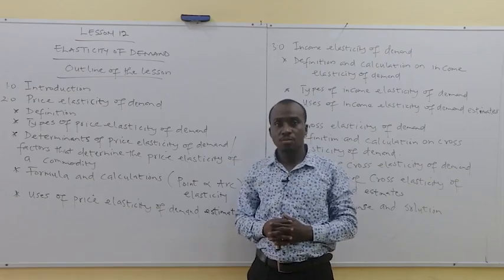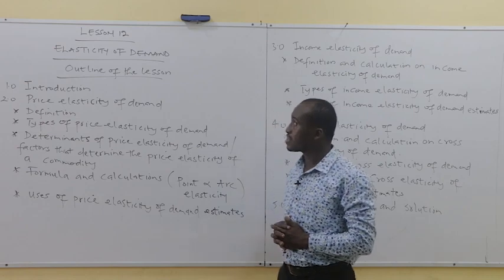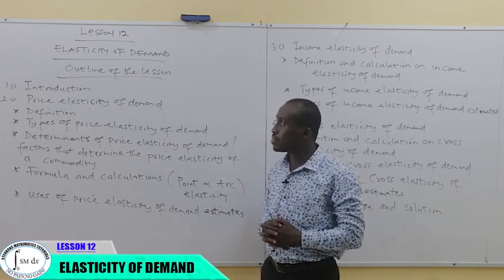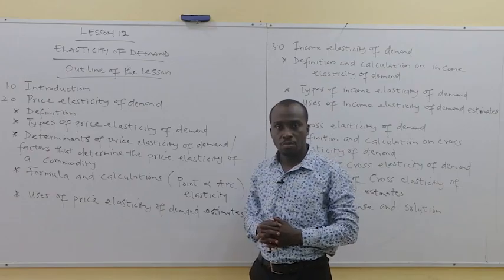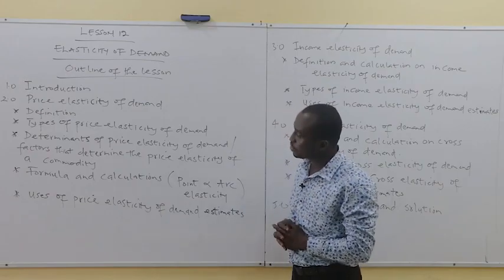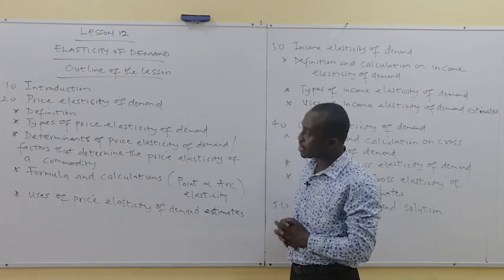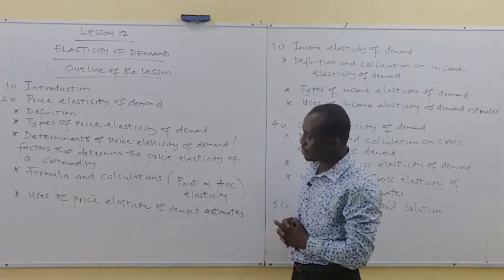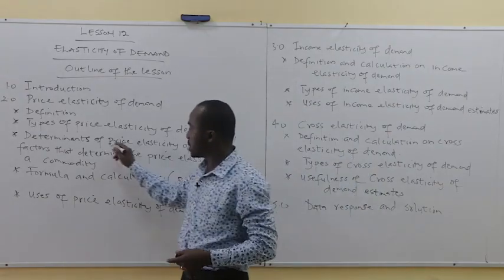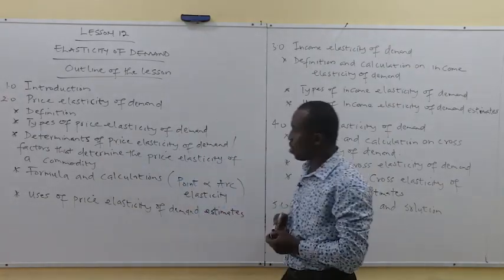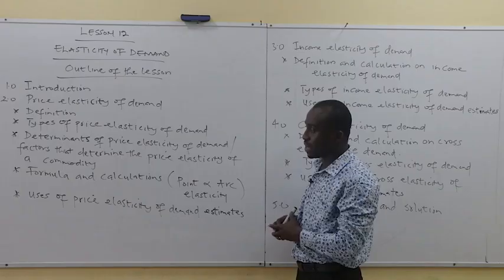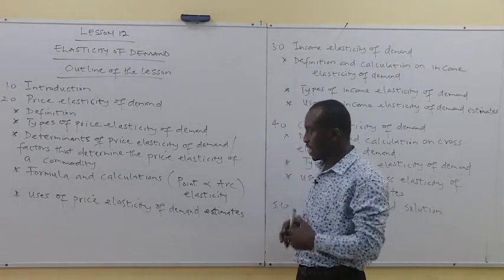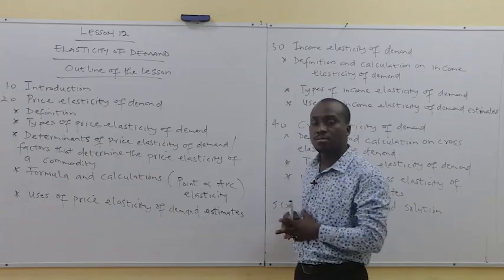In this lesson, we're going to look at lesson 12, the elasticity of demand. Let's look at the outline of the lesson. We're going to look at the introduction, the price elasticity of demand, the definition, the types of price elasticity of demand, the determinants of price elasticity of demand, or the factors that determine price elasticity of demand, the formula, the calculations. Look at the usefulness of price elasticity of demand.